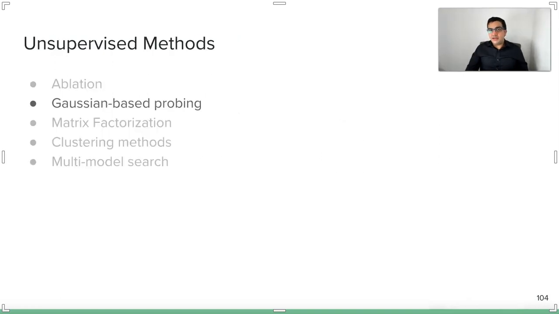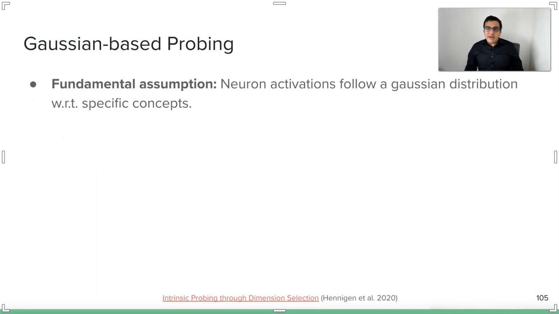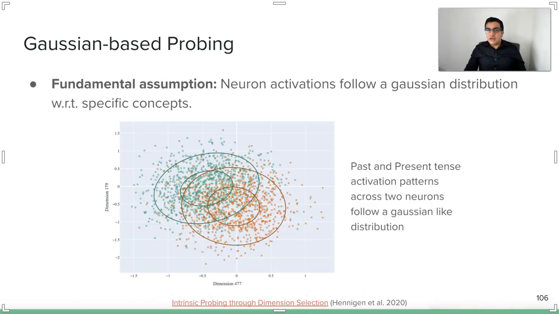So that was ablation. Let us now look at another type of method, Gaussian-based probing. The fundamental assumption in this method is that neuron activations follow some prior distribution, and this can help us better analyze the function of these neurons. Specifically, Hennigan et al. assumed a Gaussian prior on these neuron activations. So they were able to find several neurons whose activation patterns match this assumption quite well. For example, in the figure we can see that the orange activations representing a present tense neuron and the green activations representing a past tense neuron both follow independent Gaussian-like distributions.